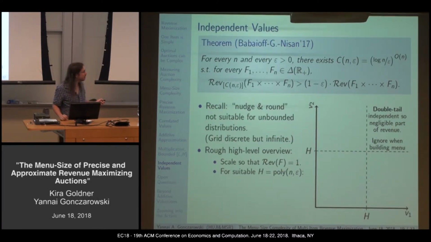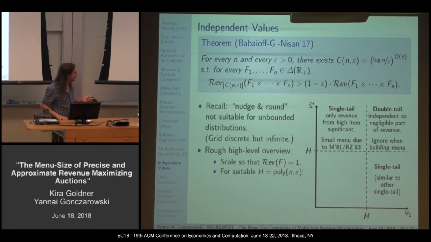The reason that I can do this is that the distributions are independent. Having one good above h, maybe with small probability, could give me huge revenue, so I'm going to have to consider that. Having two goods above h, the probability is negligible compared to the revenue that I could extract from these buyers, so I can ignore this. And this is actually the only place where this proof uses independence.